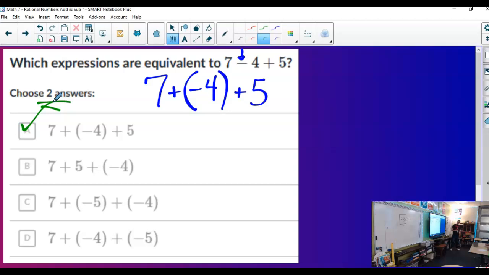Major, can you give me one? You said B. 7 is still positive, 5 is still positive, 4 is negative. Let's check the other ones to make sure. Should 5 be negative? No. Should 5 be negative? No. I don't know where they came up with those.